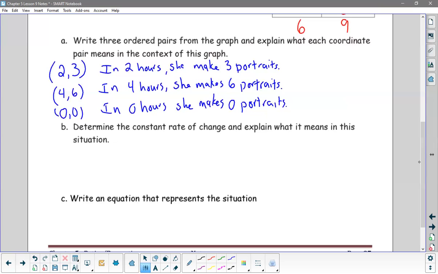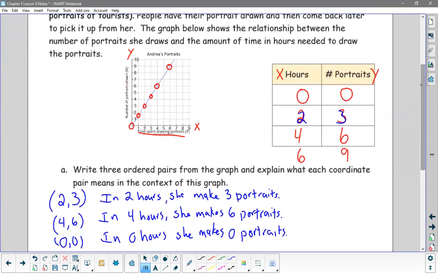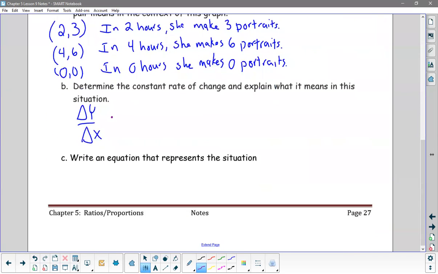Part B. Determine the constant rate of change and explain what that means in the situation. All right, well, rate of change is change in Y over change in X. So let's go back up to our table and do that just like we've done in the last couple questions. Okay, so how do the X's change? Well, from 0 to 2 is a change of 2, 2 to 4 is a change of 2, 4 to 6 is a change of 2. So the X's are changing by 2s. Over in the Y's, I think we can see they're changing by 3s. And then the only other part to do is make sure you get the numbers in the right spot, right? The Y's go on top, the X's go on the bottom. So I'm going to have 3 over 2, right?